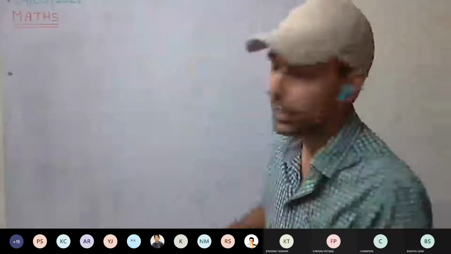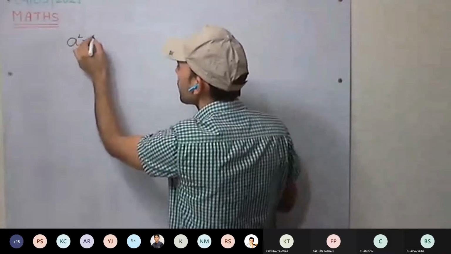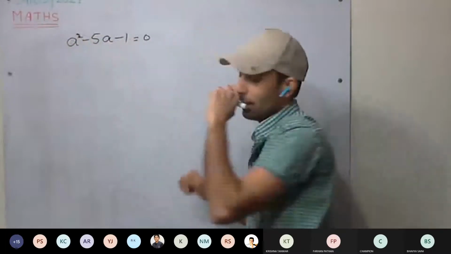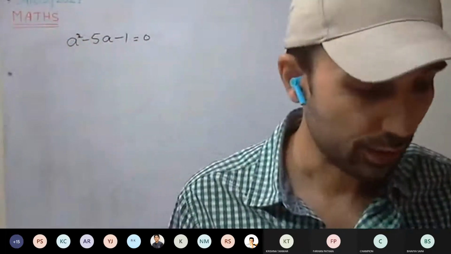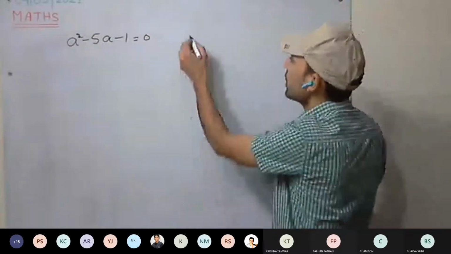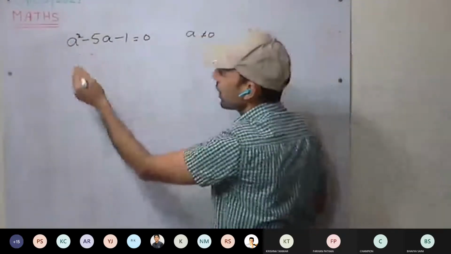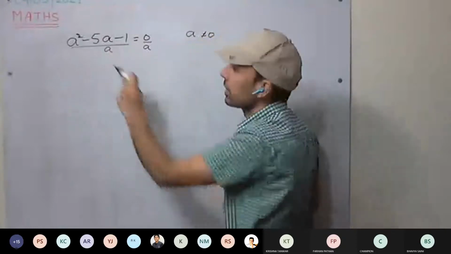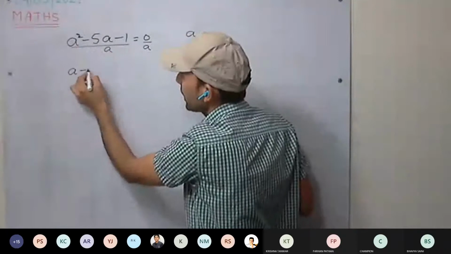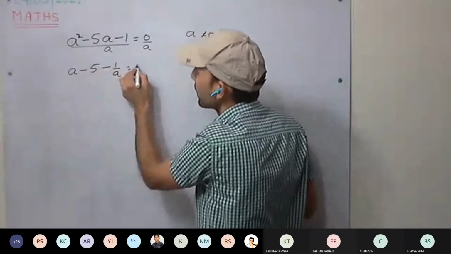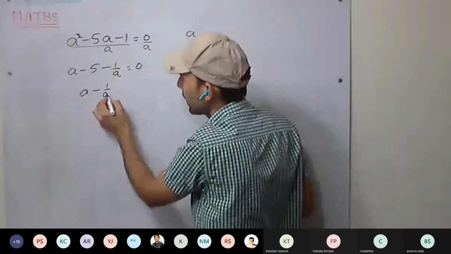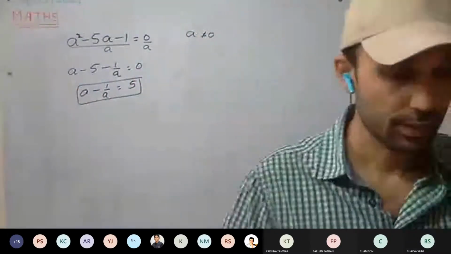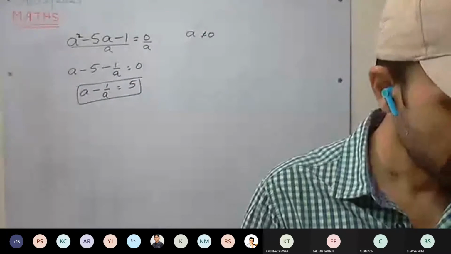Yes, a square minus 5a minus 1 equal to 0. And again, the condition is given, a not equal to 0. Divide the whole equation by a on both sides. Now, how much will we be getting? A minus 5 minus 1 upon a equal to 0. A minus 1 upon a, how much have you got? 5, good.